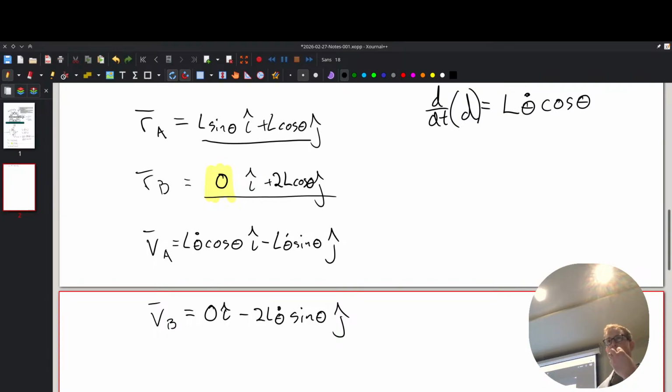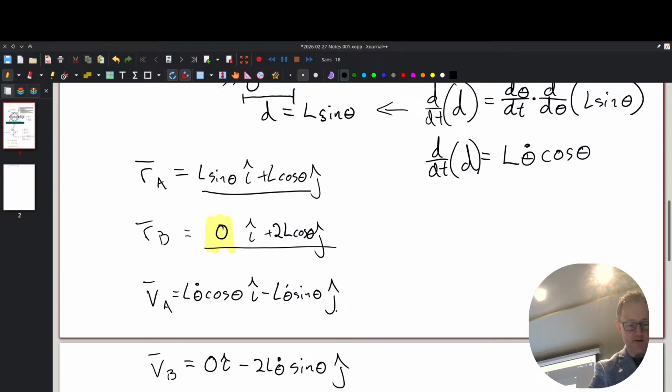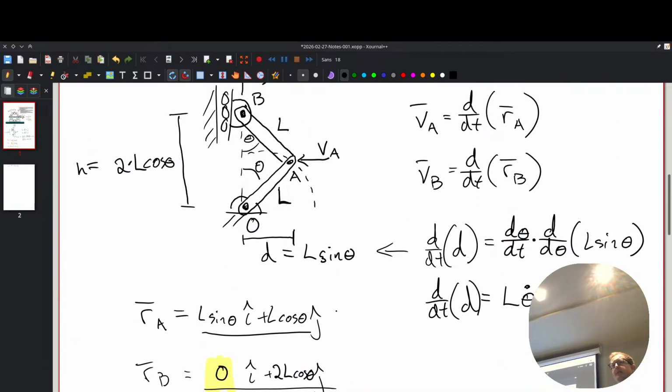Cool? All right, let's do a quick sanity check. If this thing is moving up, is the angle increasing or decreasing? If we're turning the screw, decreasing. All right, so we're decreasing. So for a negative theta, what's happening to our hinge A as we decrease theta? Is it going up or down? Should be going up. So a negative theta dot.